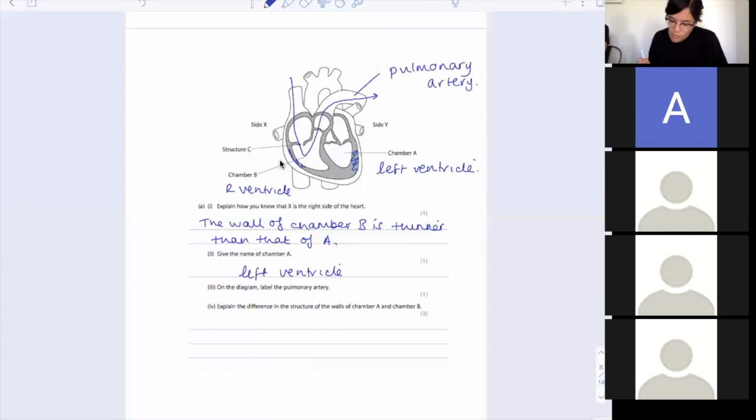Explain the difference in the structure of the walls of chamber A and chamber B. We keep saying this. It's the fact that the left ventricle is pumping the blood much further and pumping at much higher pressure. I would honestly, though, draw the box, cut it out on a piece of paper and pop it on your body, and then you'll see left and right.